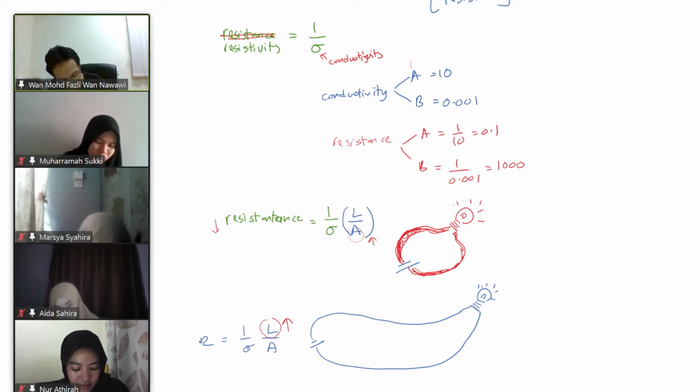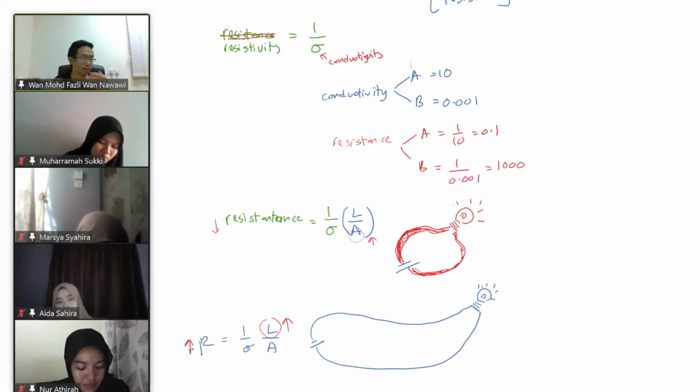So the resistance will be high. That's why the longer the cable that you use, the poorer the electric flow, because longer wire means higher resistance. When you have higher resistance, the electrons cannot flow as fast as before, and that causes lagging, or if you use a lamp, maybe the lamp will not be brighter than before.